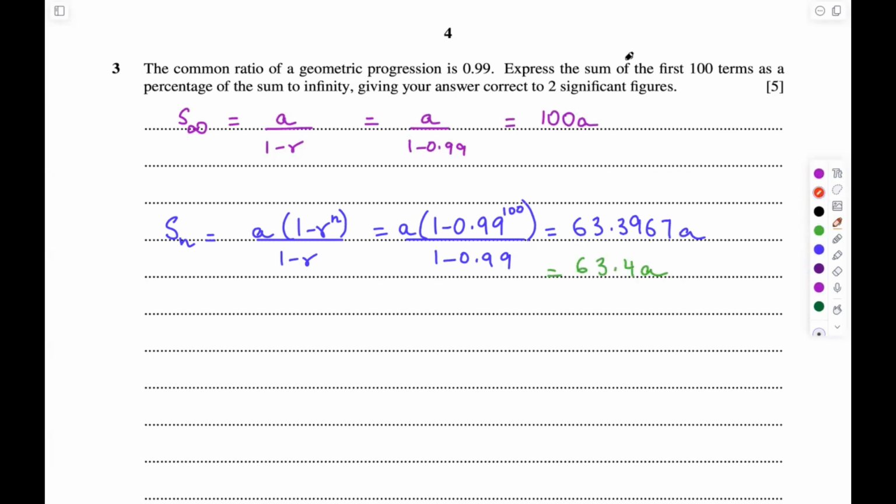Now it says we have to express the sum of the 100 terms as a percentage of the sum to infinity. So to find it as a percentage, the sum of 100 terms was 63.4a, the sum to infinity was 100a, and multiplying it by 100, a and a will cancel, 100 and 100 will cancel out. This will become 63.4%. Now, as we had to give our answer correct to two significant figures, the final answer will be equal to 63%.